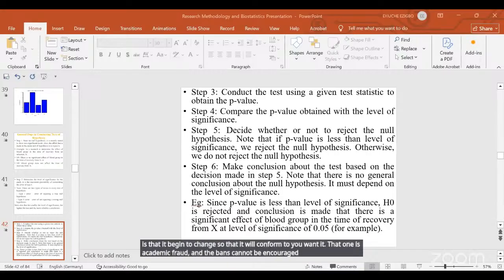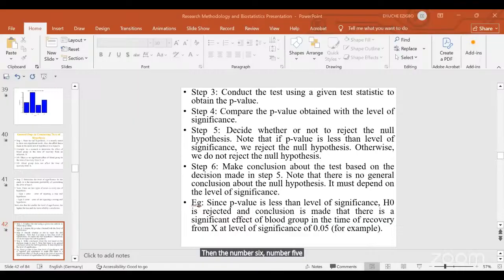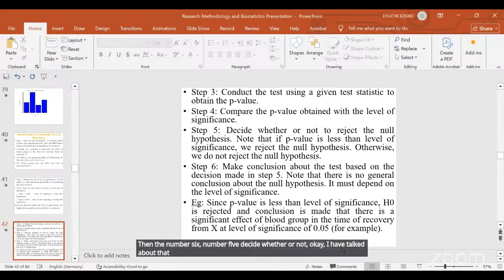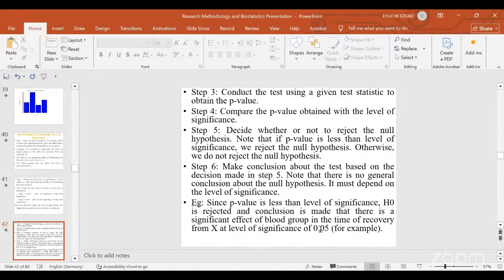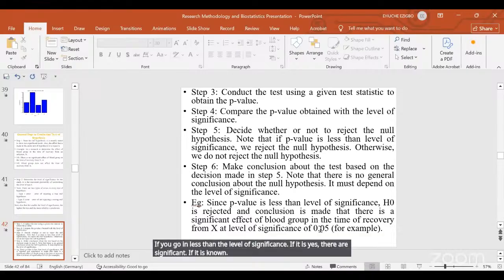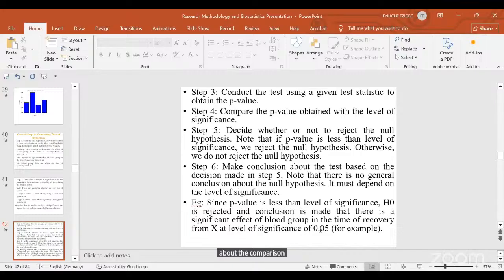Then the number 5, decide whether or not, okay, I have talked about that. Number 6 is make conclusion about the test based on the decision made in step 5. When you have compared, is the p-value less than the level of significance? If it is yes, there is significance. If it is no, there is no significance. So make your conclusion based on that comparison. I'm sure that is understood. So that is all about it.